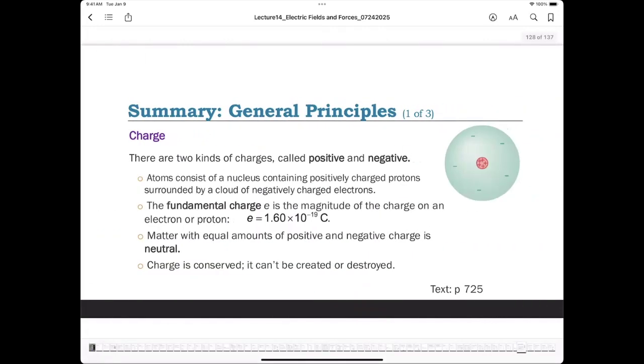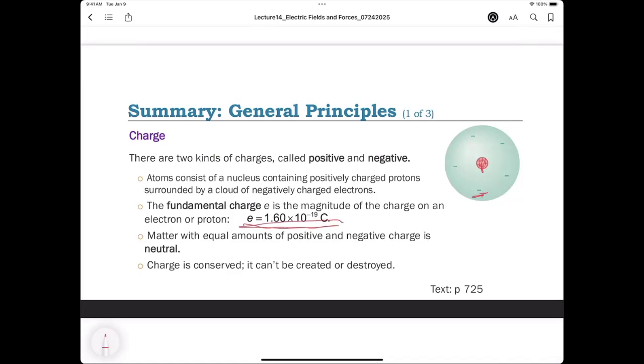Firstly, there are some general principles about charge. We talked about this in the last class. There are two kinds of charges, called positive and negative. Atoms consist of a nucleus containing positively charged protons surrounded by a cloud of negatively charged electrons. The fundamental charge e is the magnitude of the charge on an electron or proton. For the proton it is e, and for the electron it is negative e.